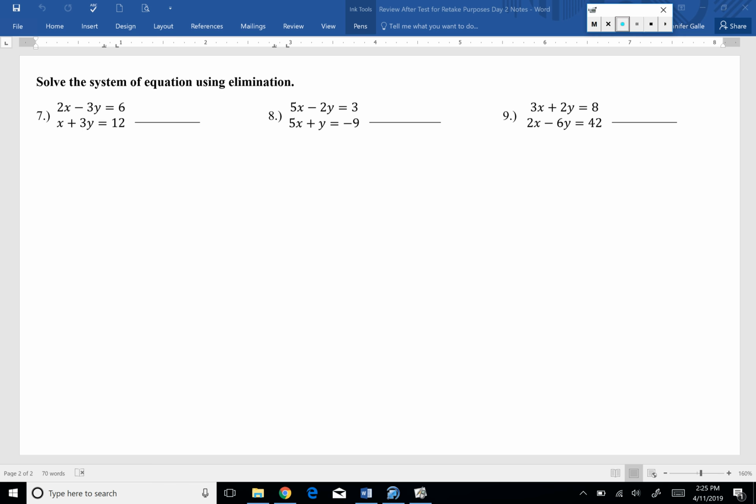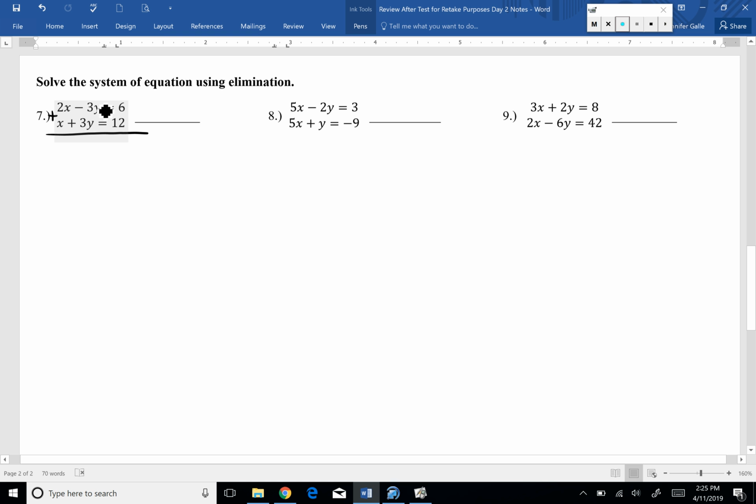So as I look at the y values, I have a negative 3y, positive 3y. If I add those equations together, what happens with negative 3 and positive 3 if I add them? We get a 0. Yeah, they disappear. They're eliminated. Nice. So that variable's gone. I don't have to worry about it anymore.